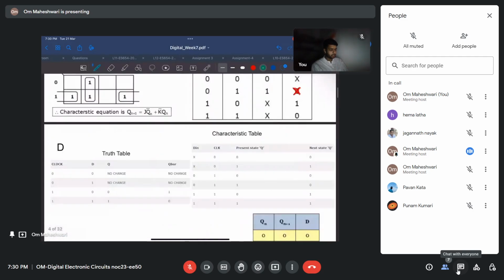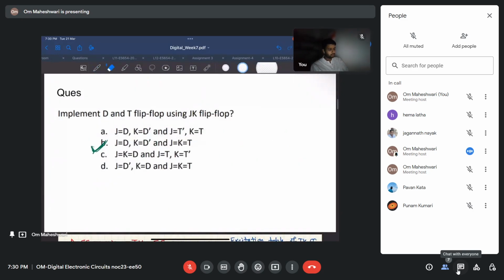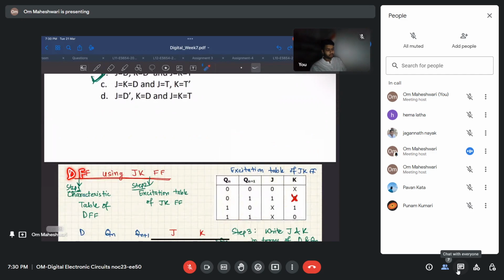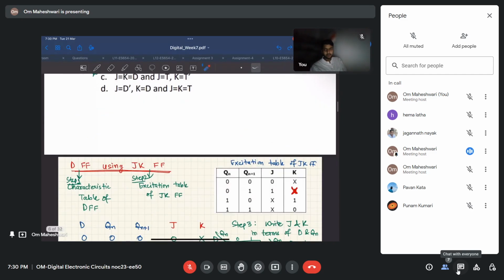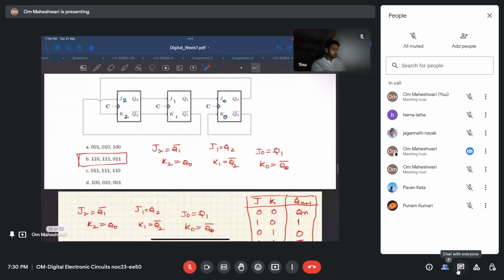Those who had not joined earlier, I'll repeat how we are doing this conversion. Let us say we have to implement D and T using JK, they have asked. So basically they are converting JK to D or JK to T. So what flip flop do we want? D flip flop, right? The flip flop that we want, we write the characteristic equation of that. The flip flop that we have, we write the excitation table of that, and then we find these in terms of this. So we'll do the same thing here.